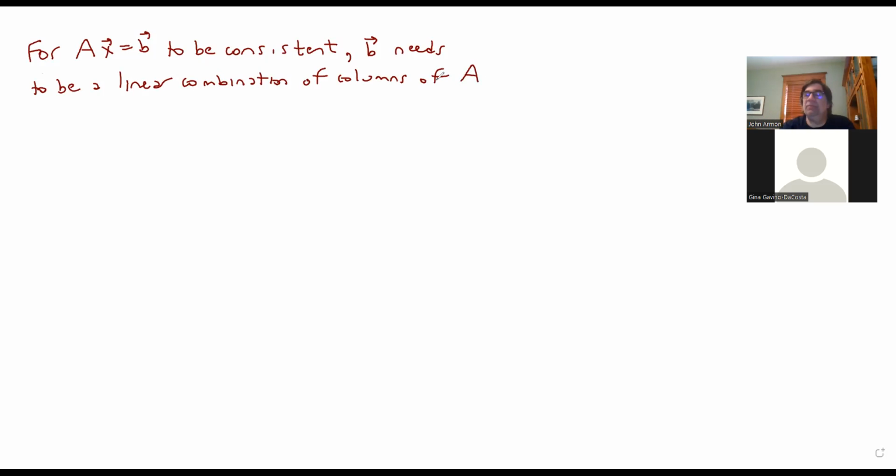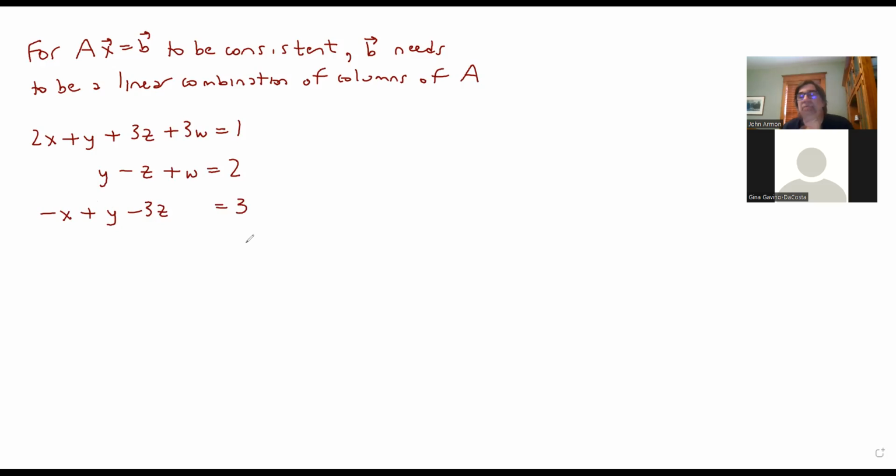So back on the previous example, you saw how the product was formed. We're now going to do this for a system of equations. So let's start with a system here. 2x plus y plus 3z plus 3w is equal to 1. y minus z plus w is equal to 2. Then negative x plus y minus 3z is equal to 3. So we have 4 variables and we have 3 equations.